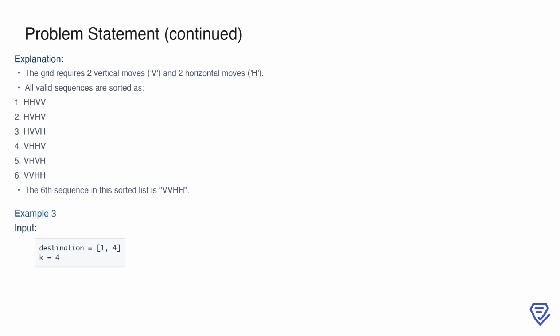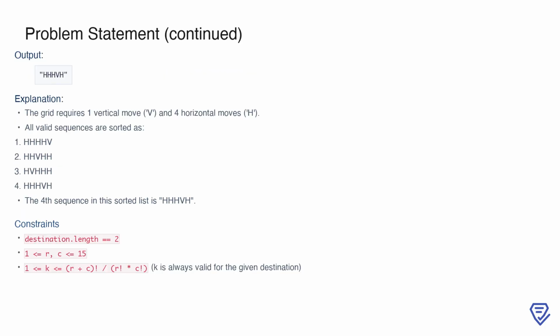This example highlights how the method applies even when the number of moves is heavily skewed toward one direction. The explanation for the third example follows the same principle of sorting all valid sequences in lexicographical order. With 1 vertical move and 4 horizontal moves, the total number of valid sequences is relatively small, making it straightforward to determine the Kth smallest sequence. However, when the grid size increases, the number of sequences grows rapidly, and an efficient approach is essential to compute the result without explicitly generating all possibilities.